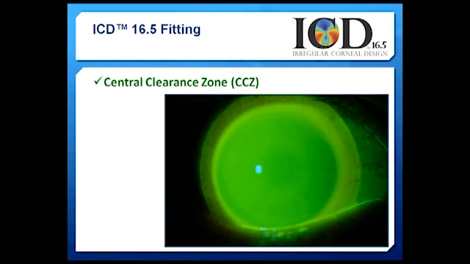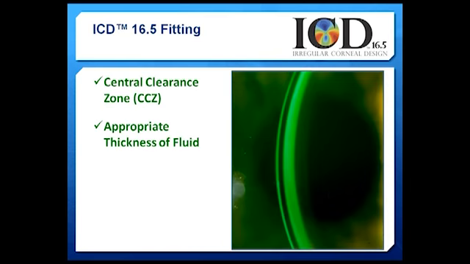So very simple and straightforward fitting with the ICD 16.5. Your first thought is, what is the central clearance zone clearance? Do we have vaulting of that lens throughout the cornea? The next thing is to determine, do we have adequate vaulting of approximately 400 microns on insertion, because we know the lens will sink by 50 to 250 microns. So we want enough fluid after settling.